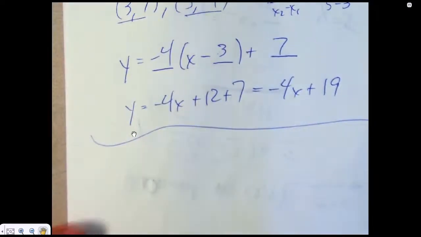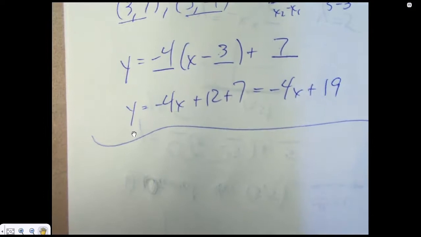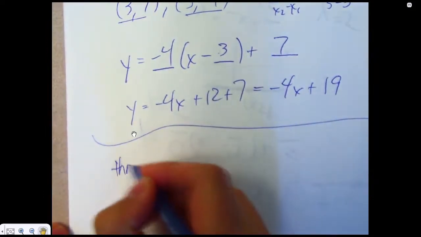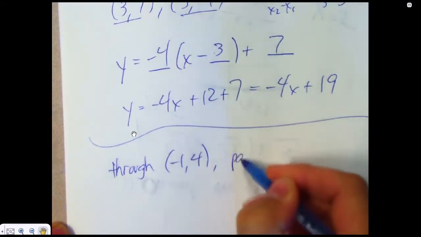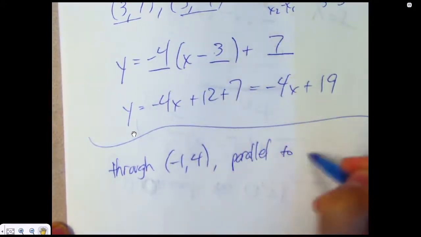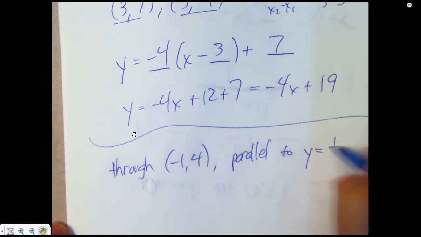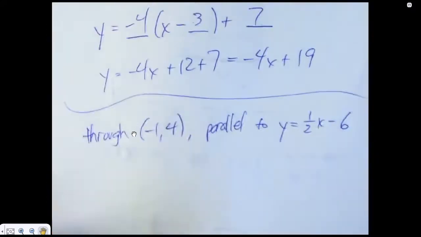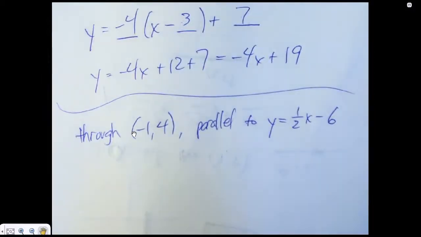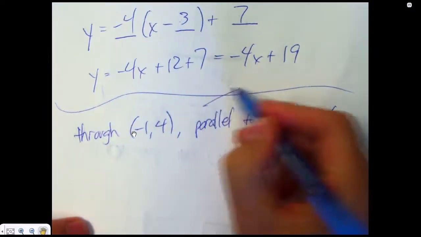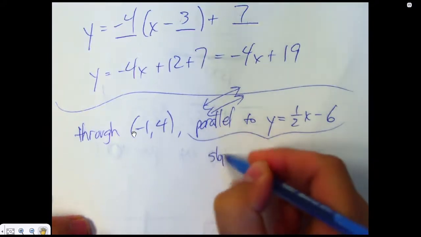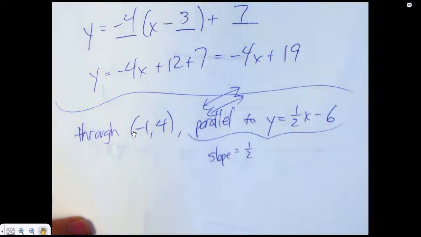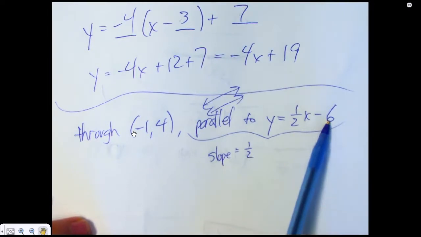I'm going to kind of keep going with making up, so I'm not using your practice ones. So another type they'll give you would be through a point, let's say through -1, 4, parallel to y equals, let's say 1/2 x minus 6. Well, what we know about parallel is that parallel lines have the same slope. So this information right here is just trying to tell you that the slope of your line is also a half. So the -6 means nothing to you.